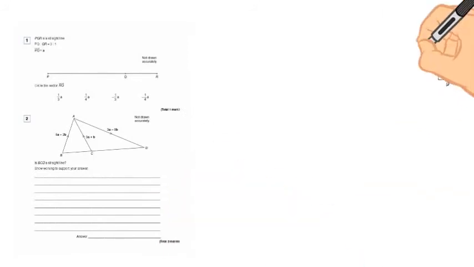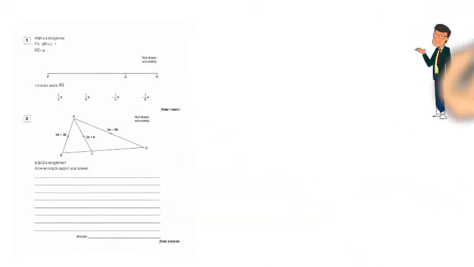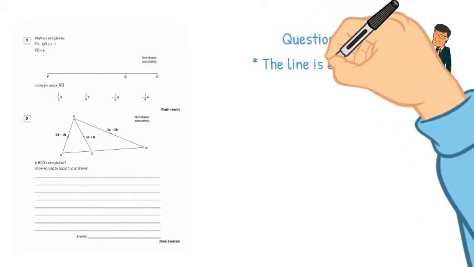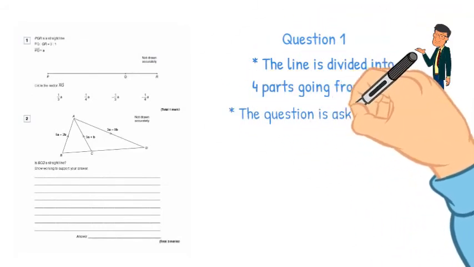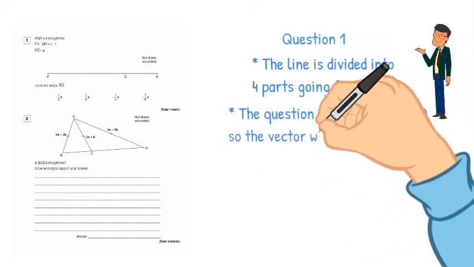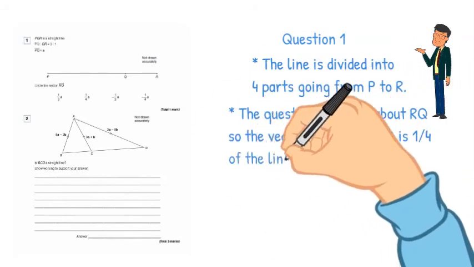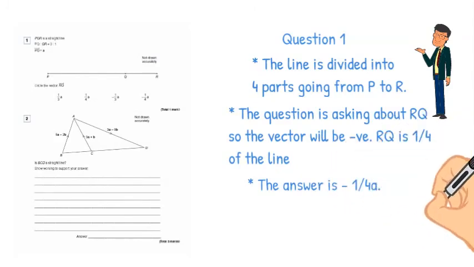The information tells me that the line is divided in the ratio of 3 to 1, 4 parts. The question's asking about one part, but notice that that one part is going backwards from R to Q.